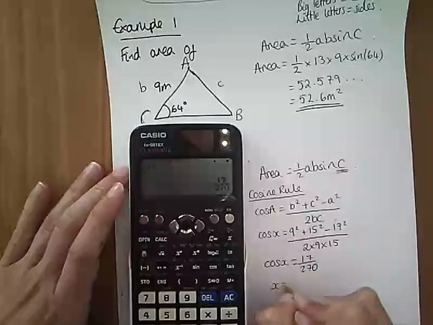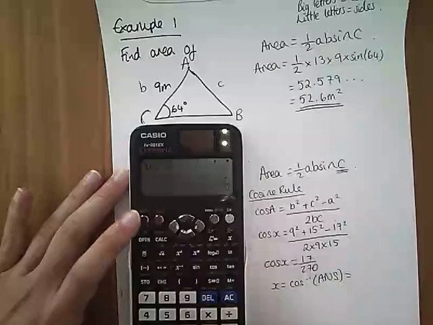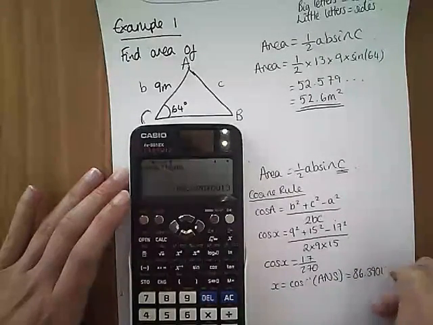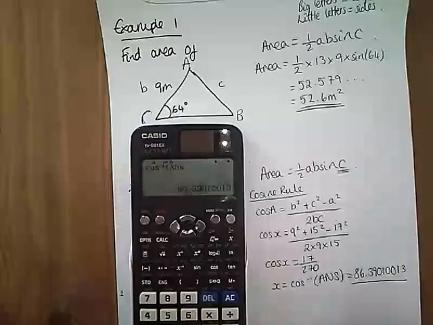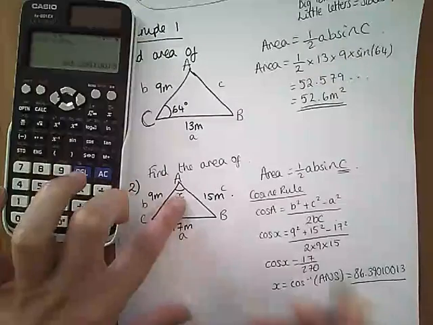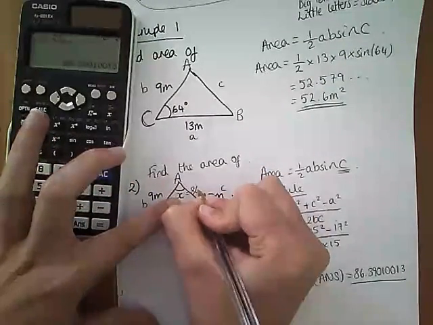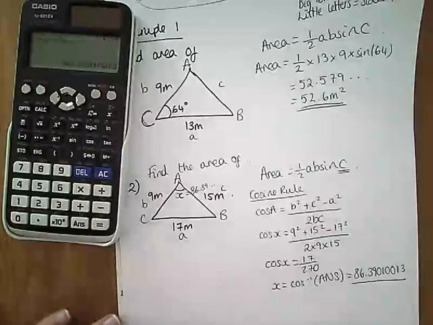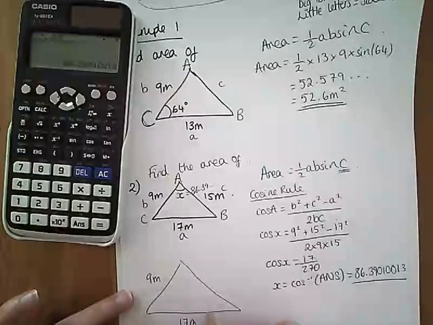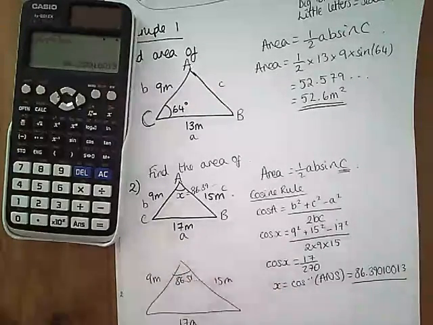So then to find X, I'm going to do inverse cos, cos to the minus 1 of the answer, which is 86.39010013. Now I would try not to round it because you've got to use it later, okay? So that angle there is now 86.39 and so on, okay? Here's my triangle again, if it helps you, 9 meters, 17 meters, 15 meters. This angle here, 86.39 and so on, okay?